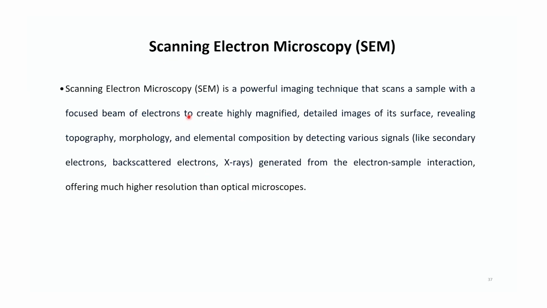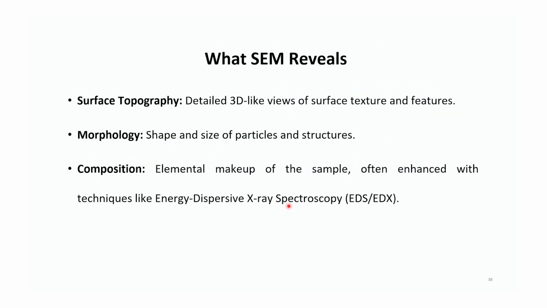So, scanning electron microscopy is a powerful imaging technique that scans a sample with a focused beam of electrons to create highly magnified detailed images of its surface, revealing topography, morphology and elemental composition by detecting various signals like secondary electrons, backscattered electrons and X-rays that are generated from the electron sample interaction, offering much higher resolution than optical microscopes.